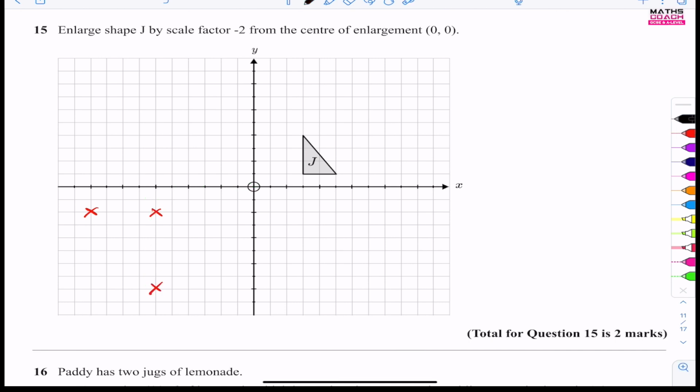Okay, and then we just get a ruler and join this like that. Let's just shade it in for fun. All right, so that's our shape.